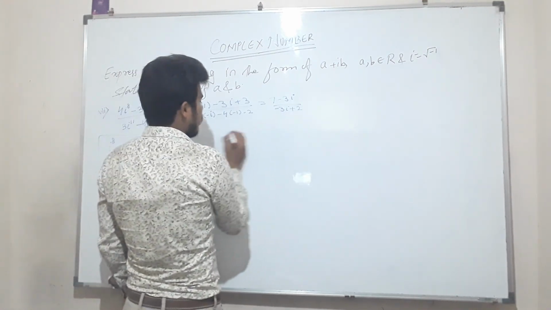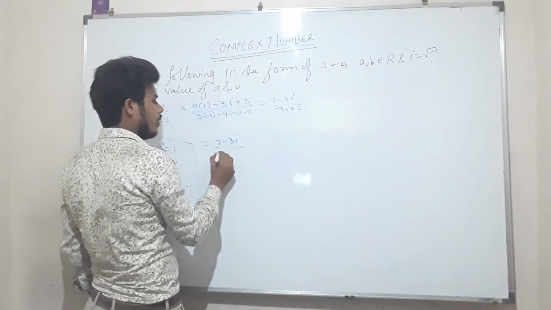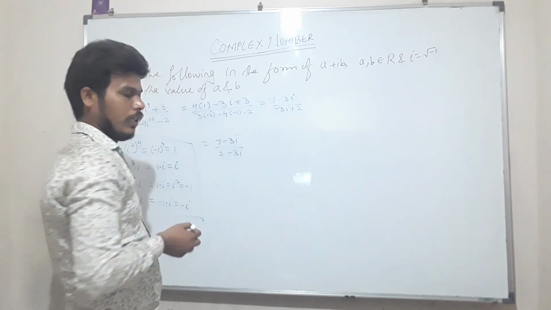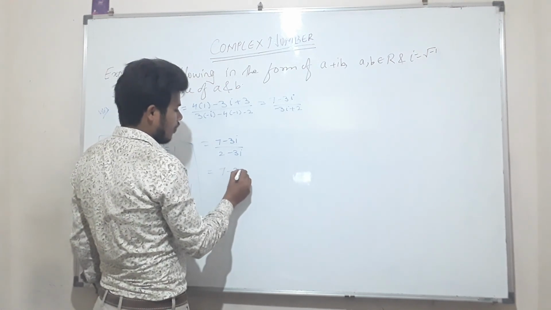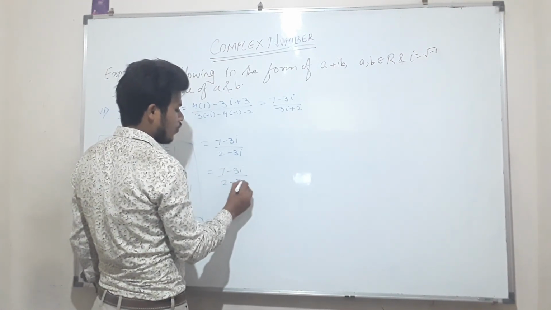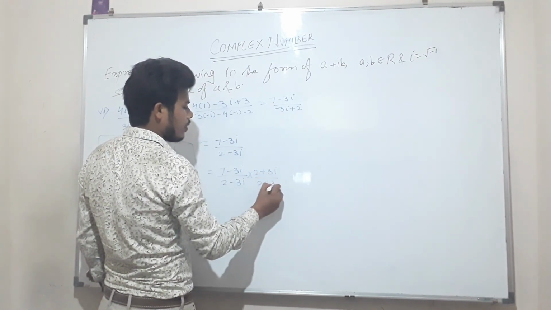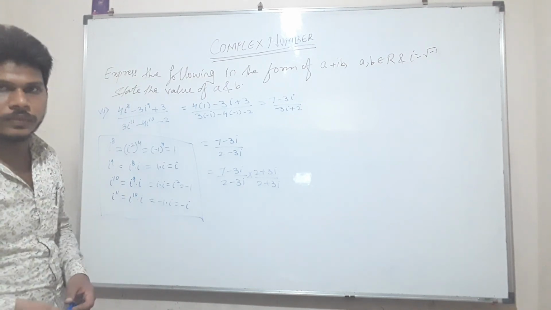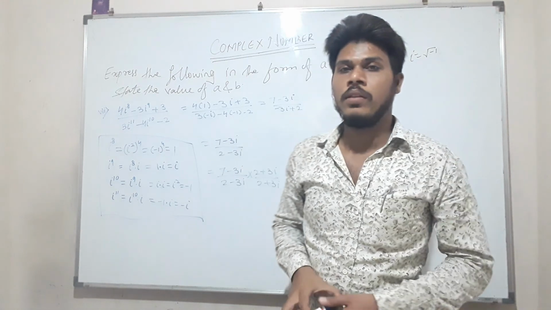This is simple division of complex numbers: 7 minus 3i upon 2 minus 3i. We can solve this question by multiplying by 2 plus 3i upon 2 plus 3i. In this way you can complete this question. So we have solved many types of questions.